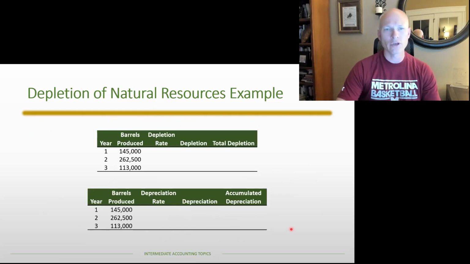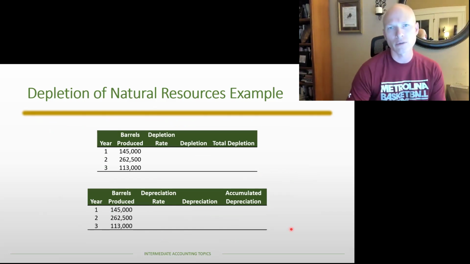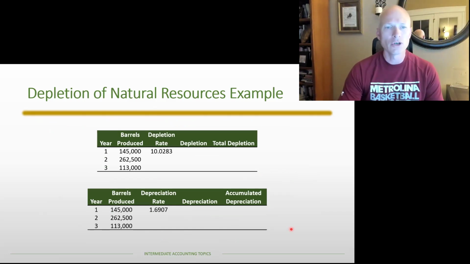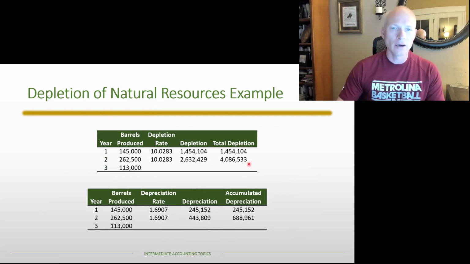And so then we have the two things basically side by side. We have the depletion of the natural resource and the depreciation of the equipment. And you can see that, obviously, we bring in the rates. And so in the first year, we would deplete the natural resource a little over 1.4 million, and we would depreciate the equipment a little over 245,000. We do the same thing in the second year. And again, a couple things to keep in mind: you cannot go past the depletable base, and you cannot go past the depreciable base.